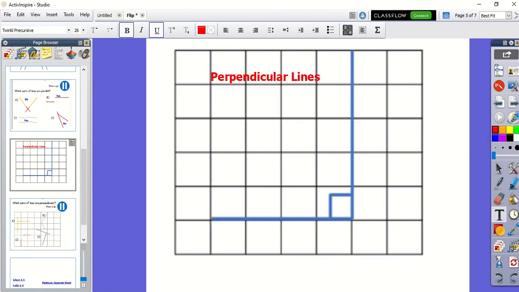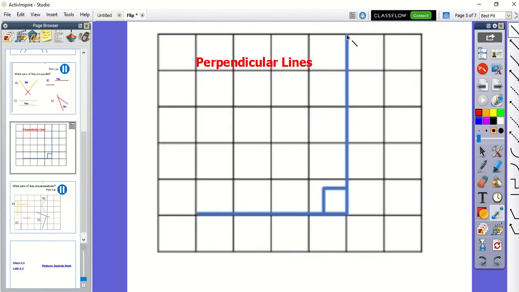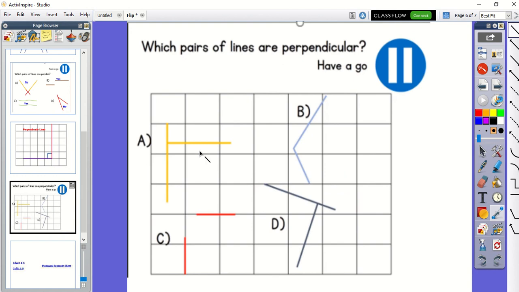Okay? So at the moment, this would be one line. And imagine this is a second line. And those two lines have met to form a right angle, as you can see. So that is what a perpendicular line is. So a square is basically made up of perpendicular lines because they have 4 right angles. With that in mind, which of these lines are perpendicular? Which ones meet together to make a right angle? Have a little go.